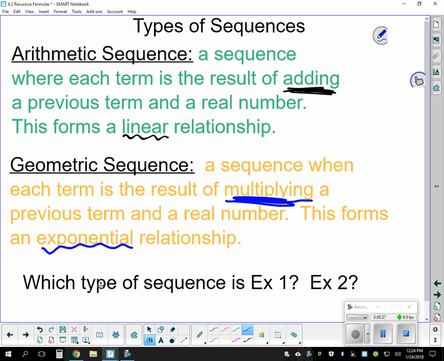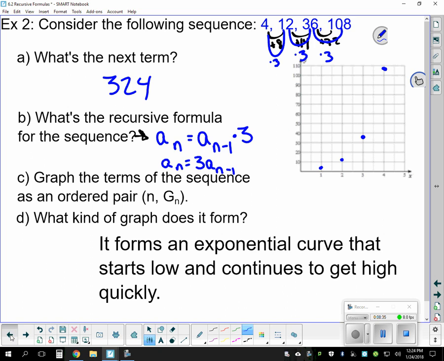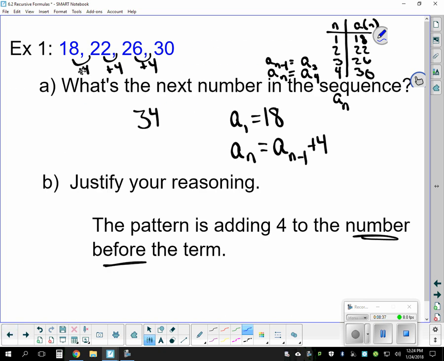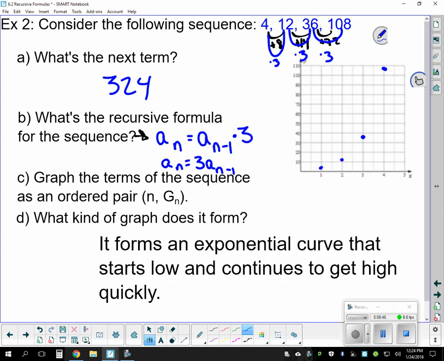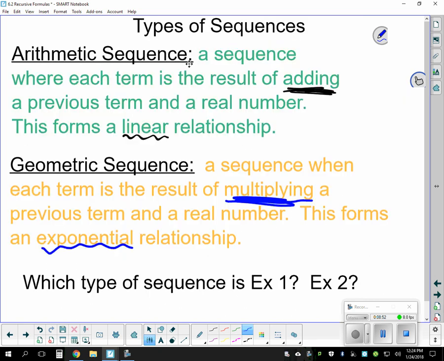So knowing those definitions, of course, pause them and write them down. But then knowing those definitions, which type of sequence is example 1 and what's example 2? Example 1, you are adding each time, and that makes it arithmetic. Example 2, you are multiplying to get each term, so that makes it geometric. Okay, you need to know the difference between those two. You can also know based on whether you're getting a linear relationship or an exponential.